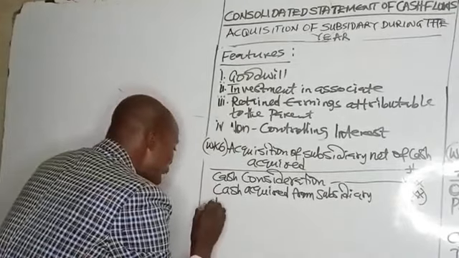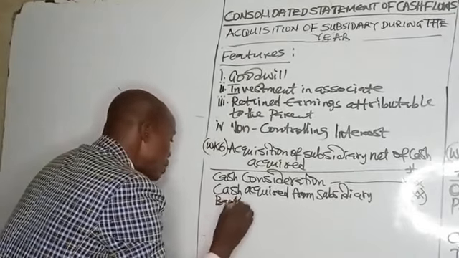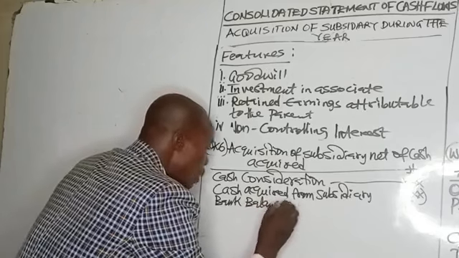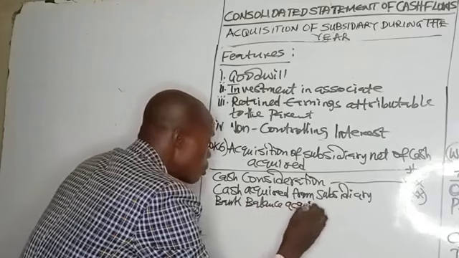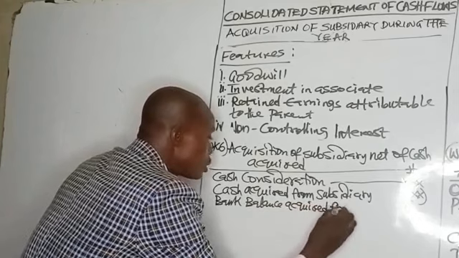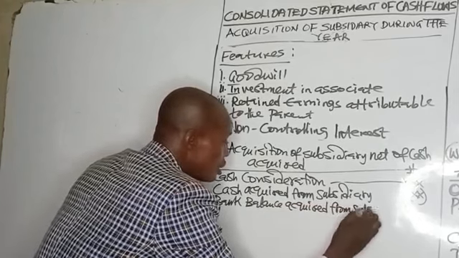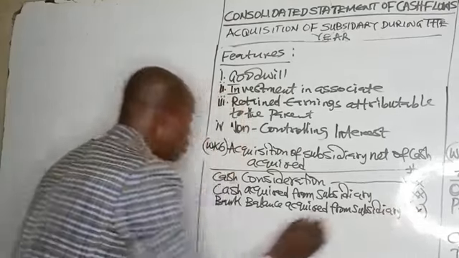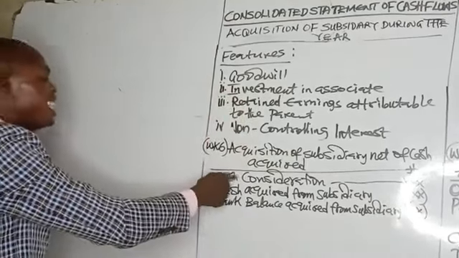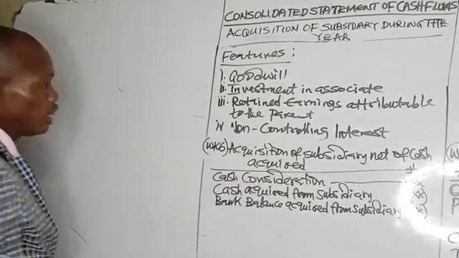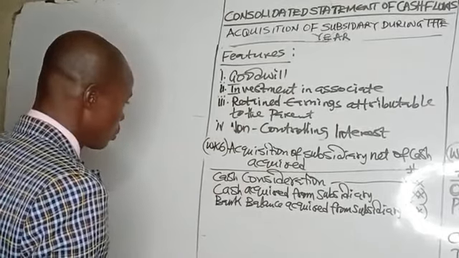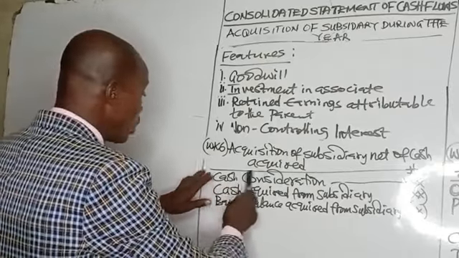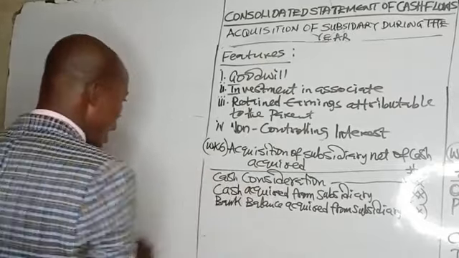Where bank balance is acquired, bank balance acquired from subsidiary, you subtract this. Remember, I've told you, you are considering only the cash element of the purchase consideration. You have this information where you have information about the subsidiary acquired.